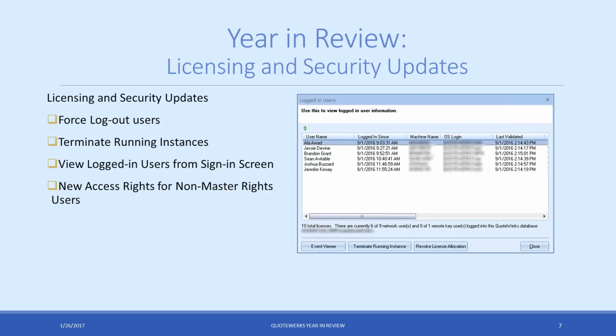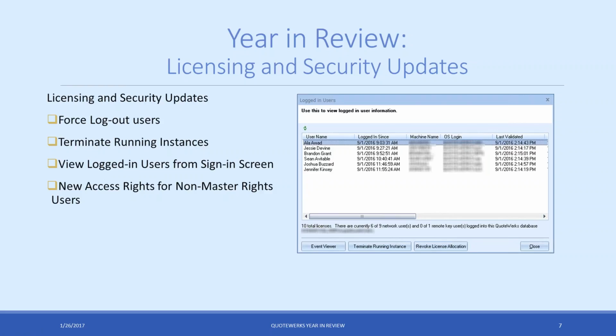So again, it's a really nice feature to have, but we typically recommend, like I said, using the revoke license allocation option, this option on the right-hand side, just to free up the license, and only kicking out a user if you absolutely need to get everyone out of QuoteWerks or get them out for a specific reason. Because like I said, if they had anything open, they will lose that work if they didn't have autosave.